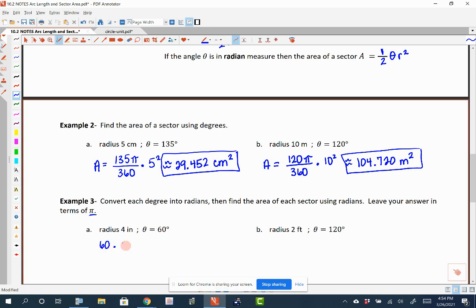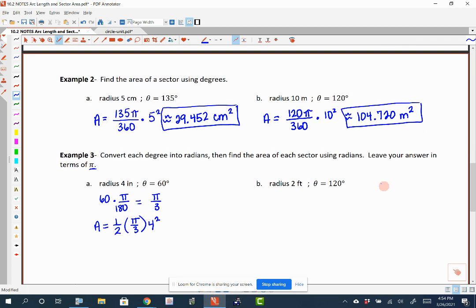But 60 can be converted into radians by multiplying by pi over 180. And 60 goes into 180 three times. So that gives me a radian measure of pi over 3. And now I have what I need to plug into my equation. So my equation we found would be 1/2 of that theta, which is in radians, I'll put that in parentheses, times our radius, which in this problem is 4. So 4 squared.